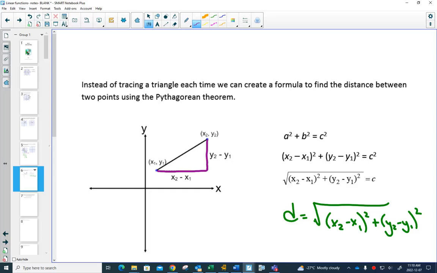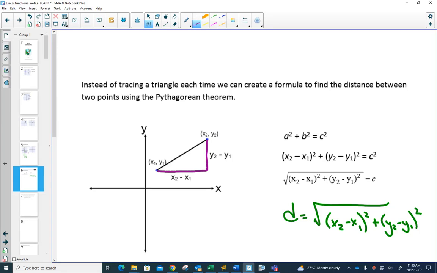And so if we wanted to do a squared plus b squared equals c squared, well, now the a is x2 minus x1, and it gets squared. The b is y2 minus y1, and it would get squared. And then that would equal c squared. And if you wanted to find c, you'd have to square root both sides. And so we get what looks like a complicated formula, but it's just a squared plus b squared equals c squared, using the exact coordinates of the point.